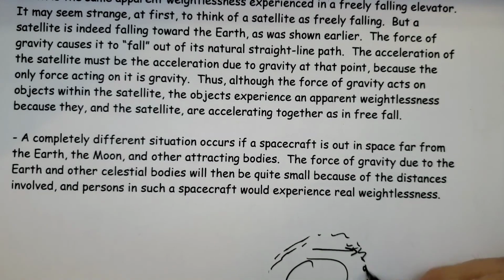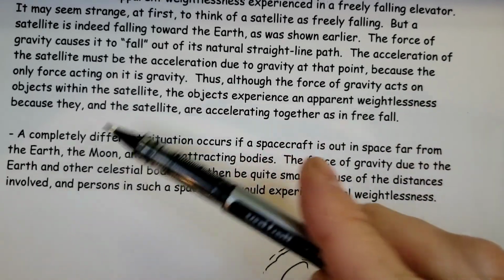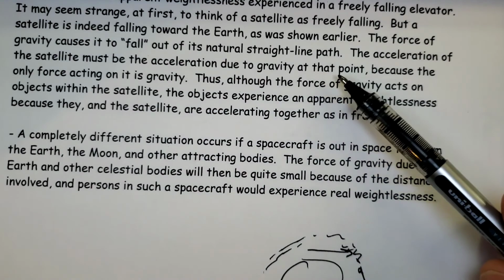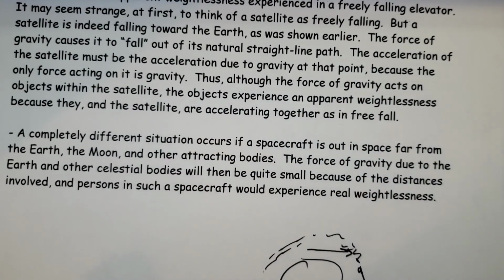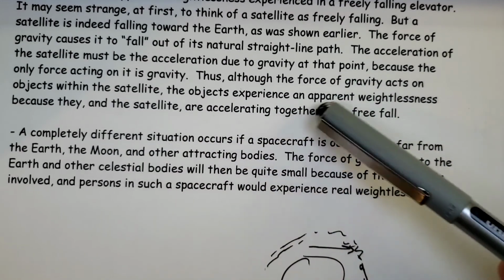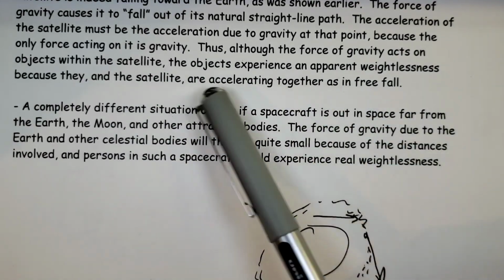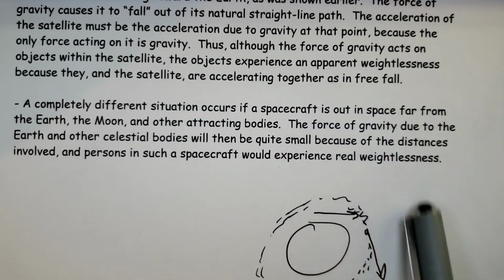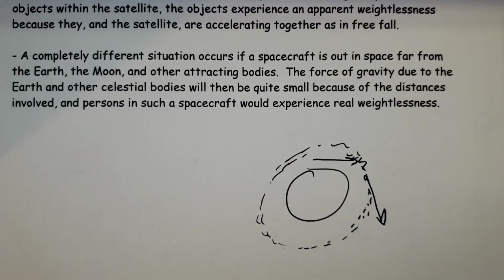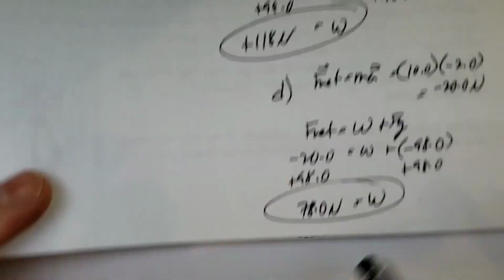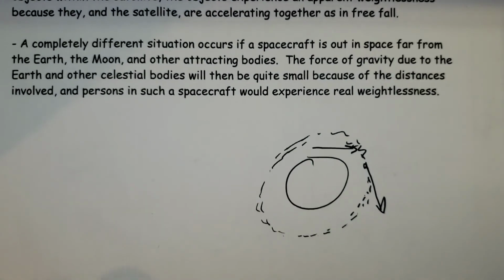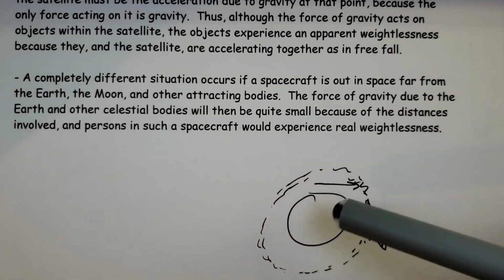So it falls out of its straight line path, because otherwise, yes, it would want to go outwards. The acceleration of the satellite must be the acceleration due to gravity at that point, because that's the only force acting on it. Thus, although the force of gravity acts on objects within the satellite, the objects experience an apparent weightlessness because they and the satellite are accelerating together in free fall. So it's like this scenario. They're falling downwards towards where gravity is being exerted from.